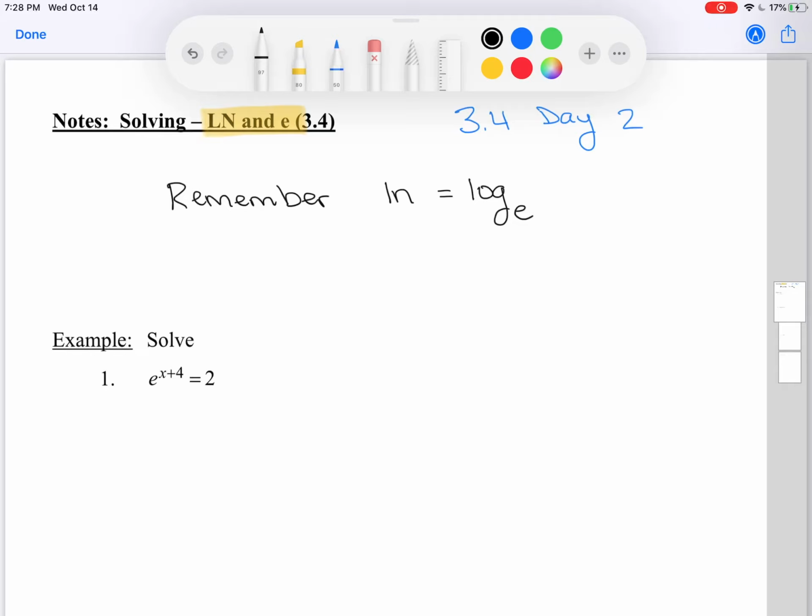All right. The biggest thing we need to remember as we continue through these notes is to know that natural log is the same exact thing as log with a base E. They are interchangeable. Okay, so if you ever see natural log, you know that it's really log with a base of E, or vice versa. If you ever see log base E, you know that you are now talking about natural log, right?